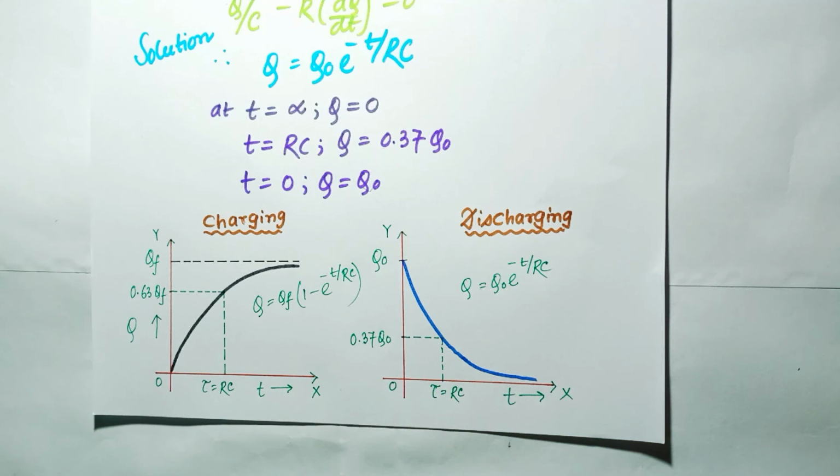So the time constant of the RC circuit, that is RC, the product of the resistance and the capacitance, is called the time constant of the circuit. This is the time required for the charge on a charging capacitor to rise to 63% of its final value.